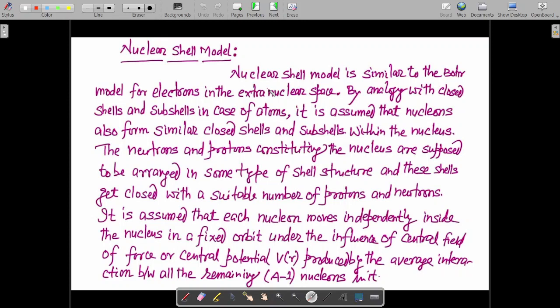Now you know this very well that in the Bohr model for electrons, what do we have? You have learnt in your 11th and 12th standard regarding the electronic configuration of atoms, electronic configuration of elements, and how the electrons are filled in the various successive energy levels with the help of the above principle. That thing you have already learnt in the lower classes, right? But this nuclear shell model is very similar to that particular model for electrons.